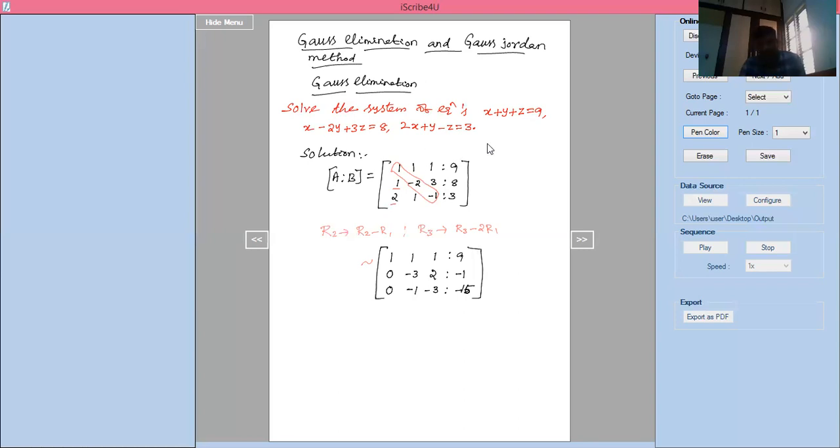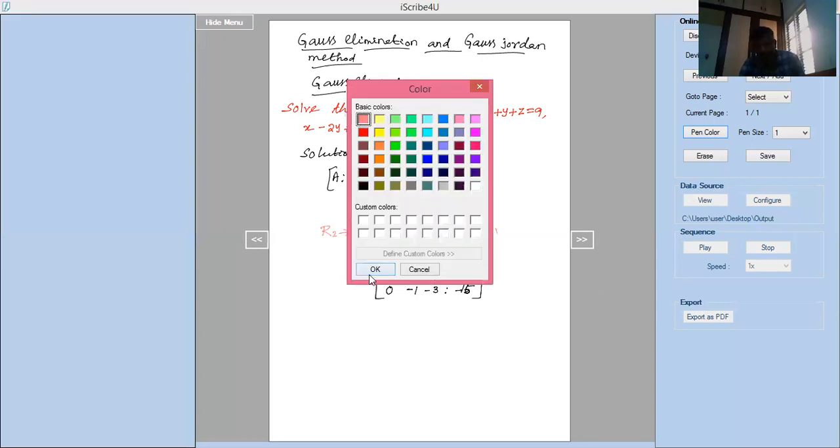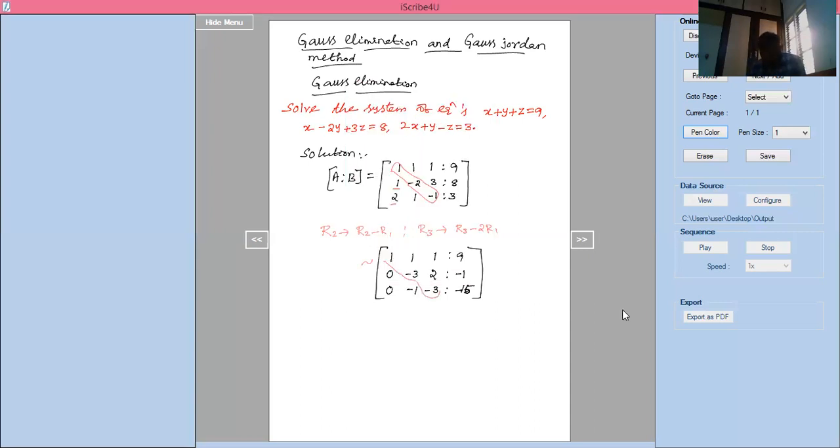Next, similarly, we can identify the principal diagonal elements. Here, what are the principal diagonal elements? We know that the principal diagonal elements are 1, -3, -3. So these elements we have to make 0. That's the way, I have to make this element 0. How do you make this element 0? R3 implies 3R3 minus R2.